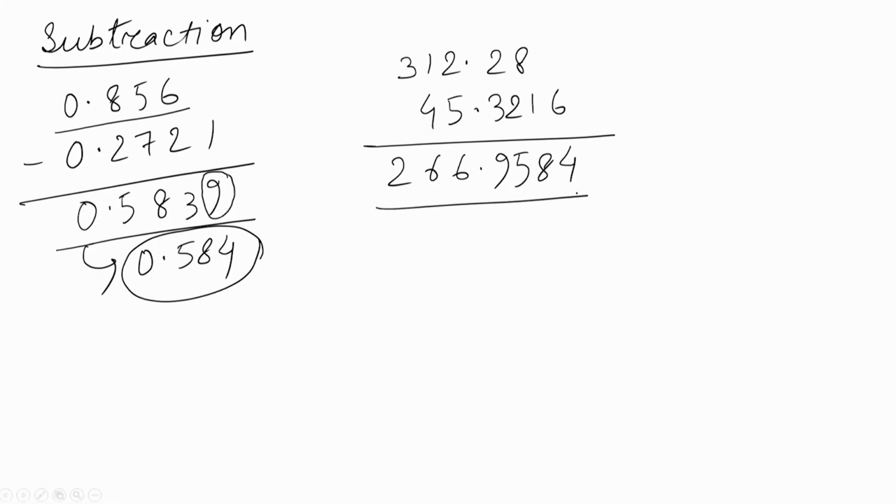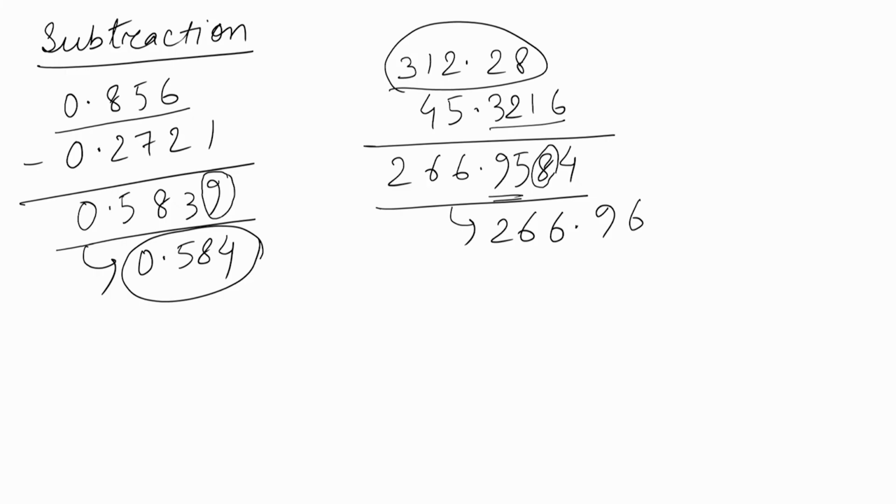Now, this number has only 2 digits after the decimal point and this number has 4 digits. So we will go with the least number. So the answer should have only 2 digits after the decimal point. Now, this digit is 8. Since 8 is greater than 5, we need to add 1 to the preceding digit. So we get the answer as 266.96. Okay. So this is the answer.